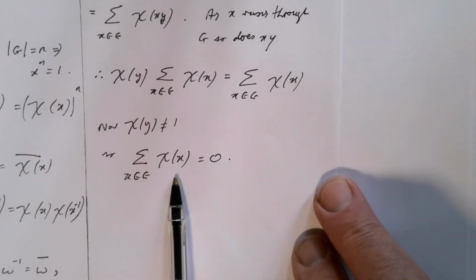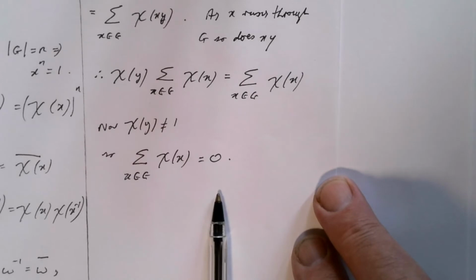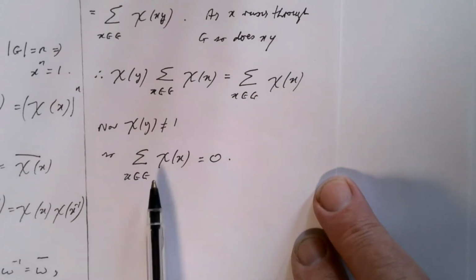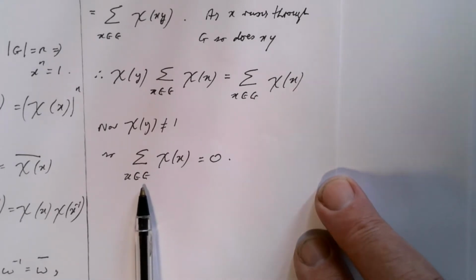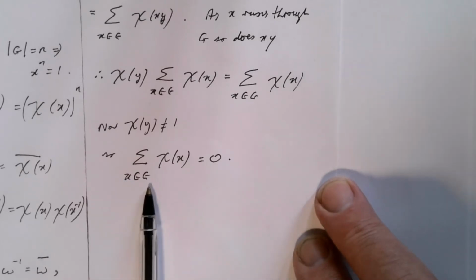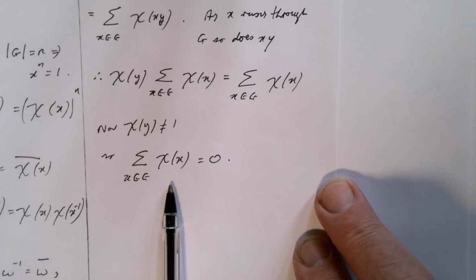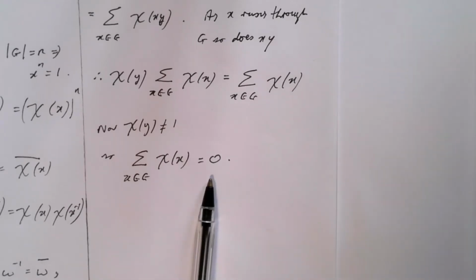And that's a very nice result. The sum of the characters is going to be 0. If you've got a sum of chi of x as x varies through the group, it is 0, provided you've got a non-principal character. Of course, if you've got a principal character, then when you sum through the group, you'll just get 1 for every value, and so the answer would be the size of the group. We'll see a slight generalization of this soon.